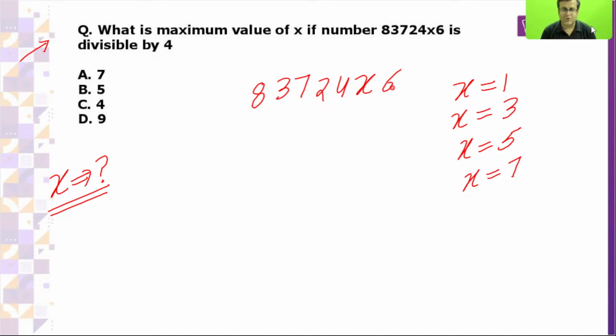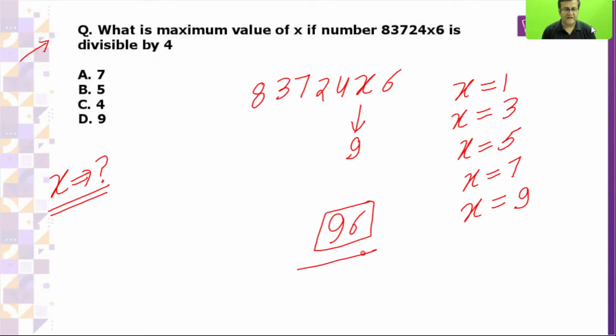I think this is clear now. So guys, at the place of x, you can write 7, you can write 5, you can write 3, you can write 1. But if I write 9, then also it is divisible, and 9 is the maximum value of x. If you use 9 in place of x, you will get the value 96, which is exactly divisible by 4. So the value of x will be 9 in this case.